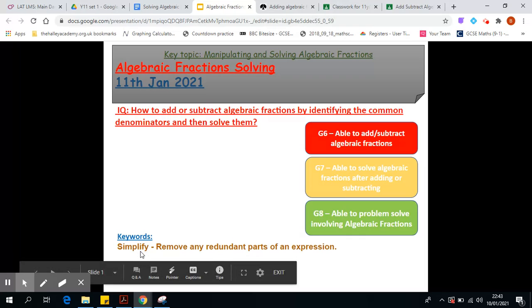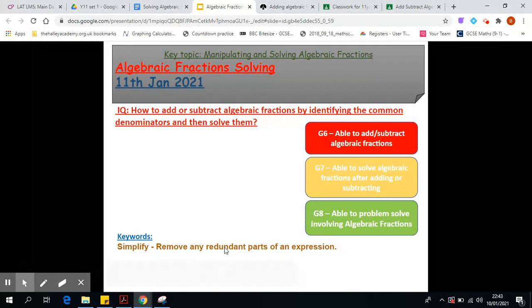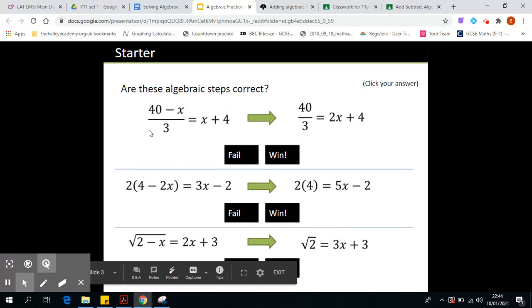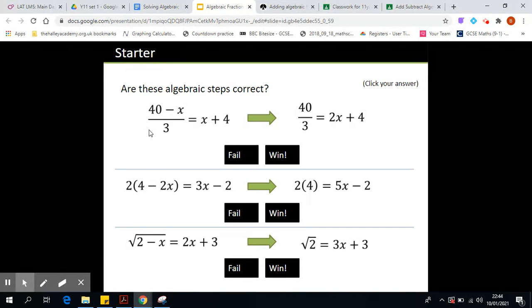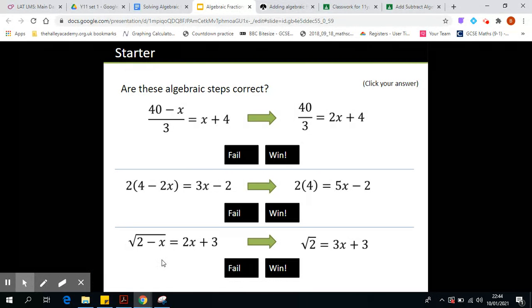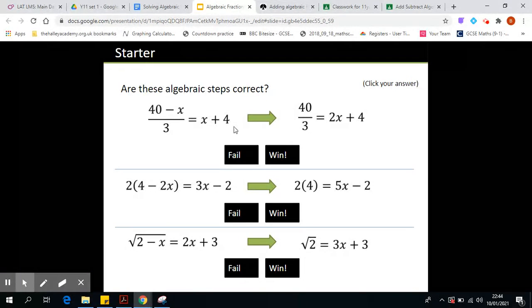As we know from earlier, simplifying is to remove any redundant parts of an expression by dividing by the common factor. Let's start with some of the algebraic steps. These are some of the common misconceptions that occurred in the previously assigned tasks, so I want to make it very clear and address those misconceptions.